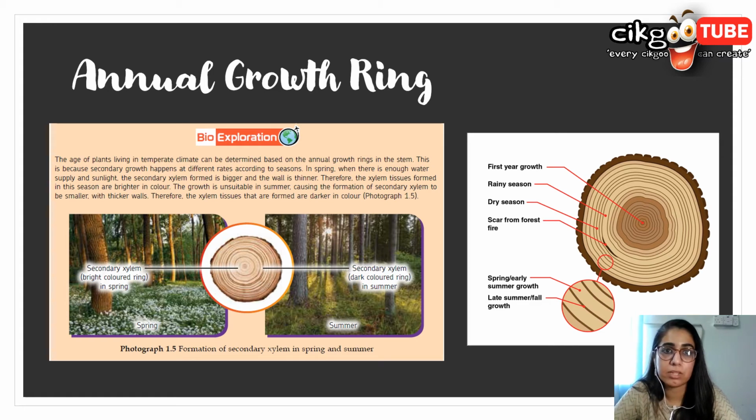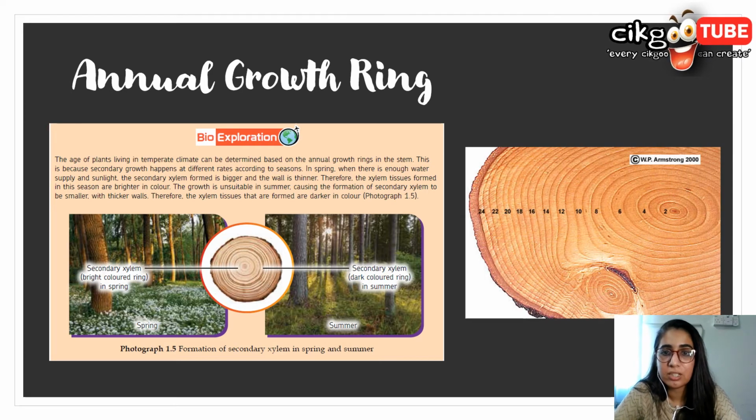So by counting the total number of annual rings, the age of the tree can be determined. But trees in tropical countries like Malaysia do not show clear annual rings because there are no seasonal climates. Now, if we look at another picture here, you can count the rings. So this tree is actually 24 years old. We have 1, 2, 3, 4, and so on. So that's how you count.